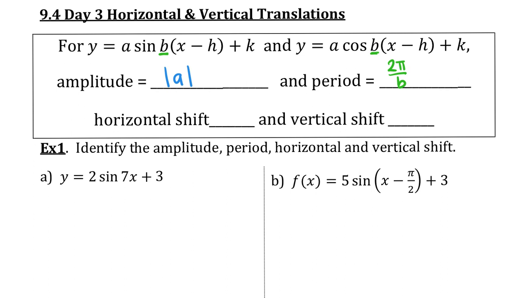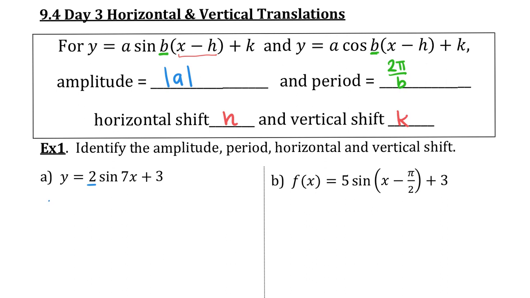Now if we do a vertical and a horizontal shift, it's just like we did in the past. So if this is x minus h, this is going to go horizontally h units. Since it's plus k, it's going to go up k units. So the first example, we're just going to identify the information and describe any translations there are.